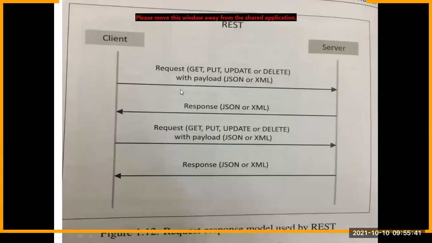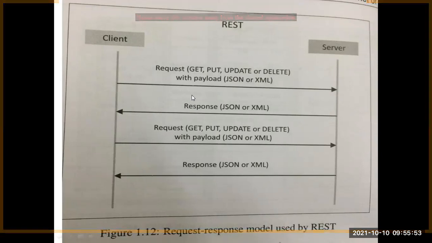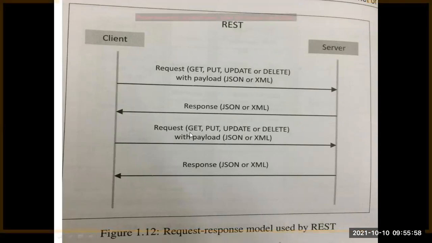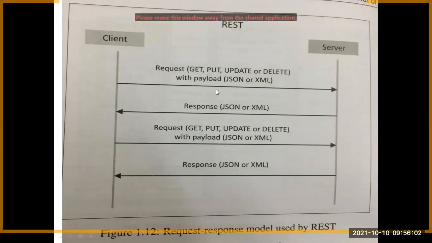We'll go into detail on that in the next class: how to request, and what data has to be requested. A request is get, put, update, delete with a payload using either XML or JSON, and the response is through JSON or XML. Once it gets the request, get or put data, it responds. So it is simply client and server, a request response model only.